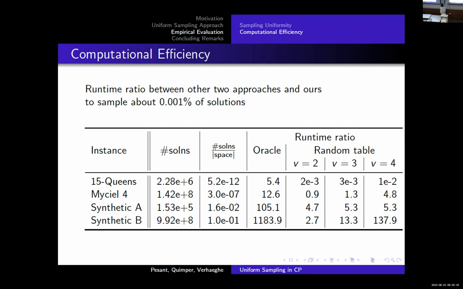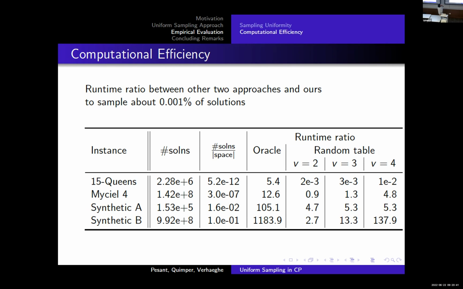With the random table, different number of variables in their tables. For n queens, they're faster and they're doing pretty well. For the others, though, it can be about the same or more time consuming. And again, you don't have uniformity. So that sort of settles it. Why is it doing better for n queens?